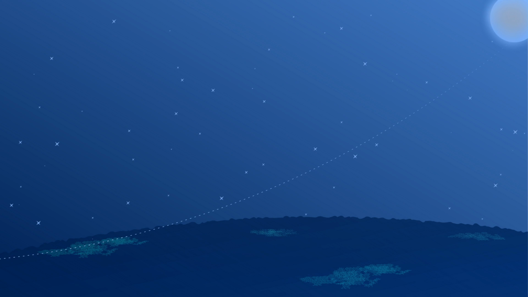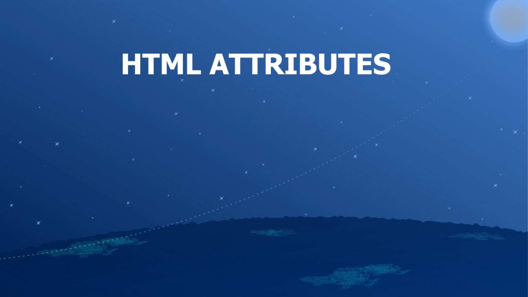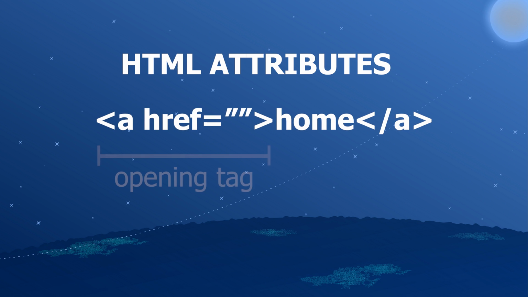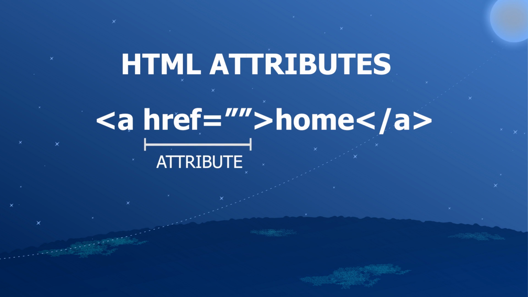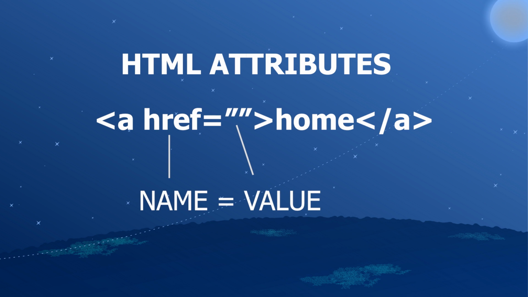Now let's move on to HTML attributes. These are like special instructions or settings we add to an element to give it extra functionalities or styles. Attributes live inside the opening tag of an element and provide additional information about it. All HTML elements can have attributes, and attributes usually come in name-value pairs like this.